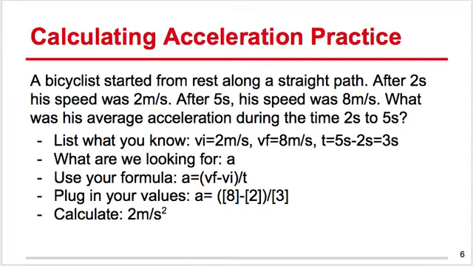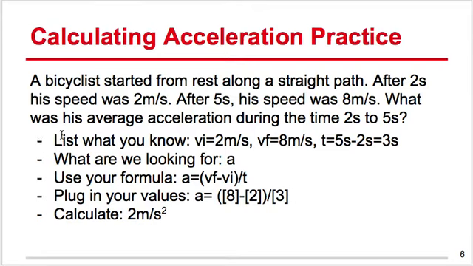A bicyclist started from rest along a straight path. After 2 seconds, his speed was 2 meters per second. After 5 seconds, his speed was 8 meters per second. What was his average acceleration during the time 2 seconds to 5 seconds?